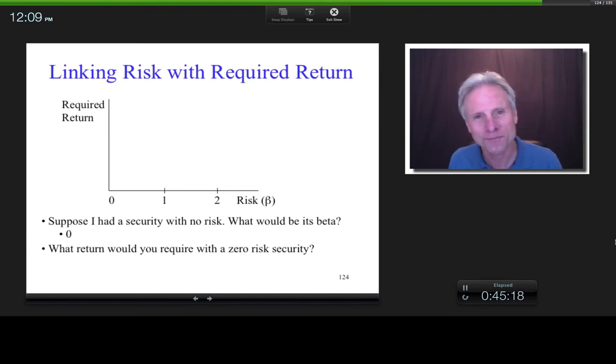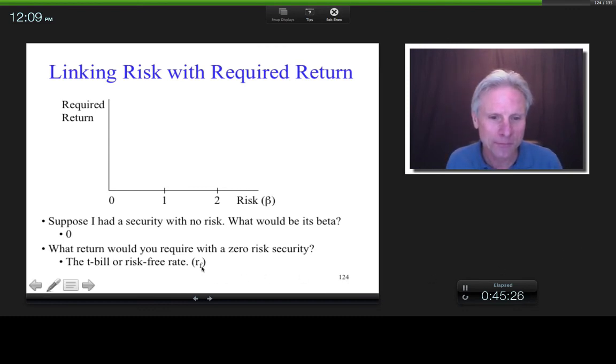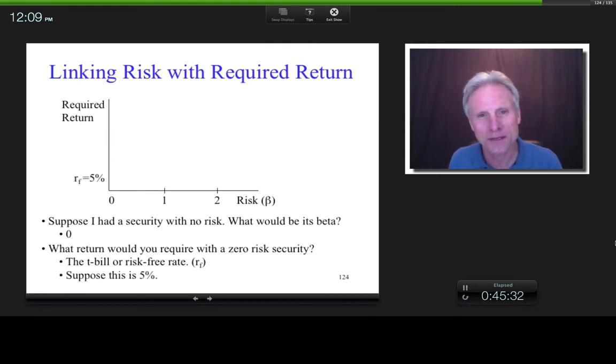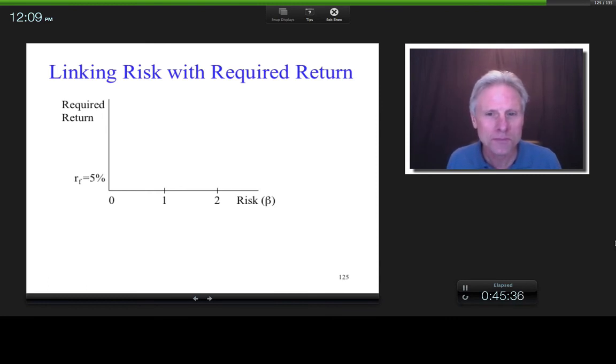So the point is that even when there's 0 risk, do investors still require a return? They do, right? And like I said, the closest thing in the real world might be, say, a US T-bill or some other credible government's T-bill. And so I'll denote that as RF, being the risk-free rate. And just to use simple numbers, why don't I imagine it's 5%? So I'll do this with both numbers and with symbols. So at this point, we've linked 1 point on this graph. Something with 0 risk has a required return of 5%, or the risk-free rate.